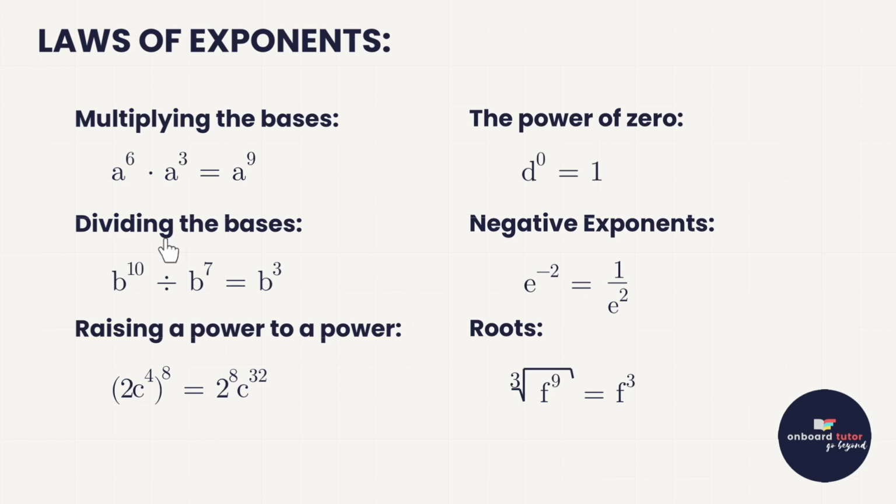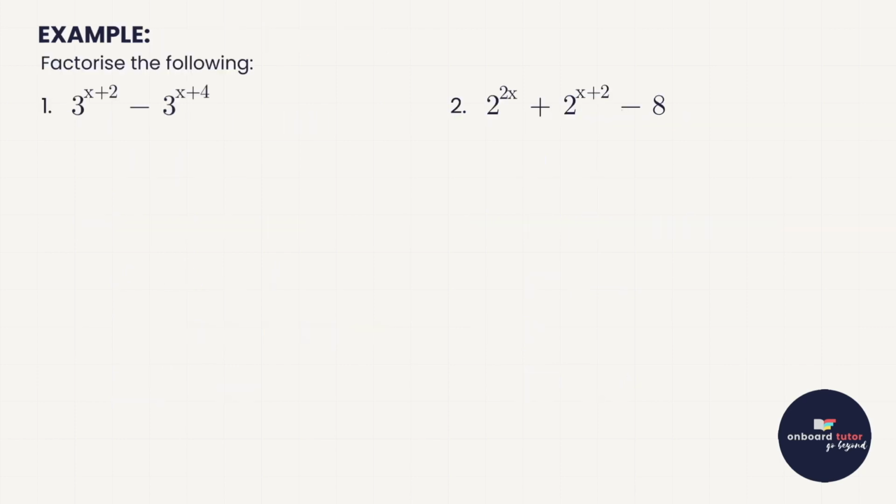But what we're going to look at now is a couple of examples where we first need to factorize before we can tackle that. So let's do that, and then we'll bring everything together in some helpful examples. Factorize the following. We've got 3 to the x plus 2 minus 3 to the x plus 4.